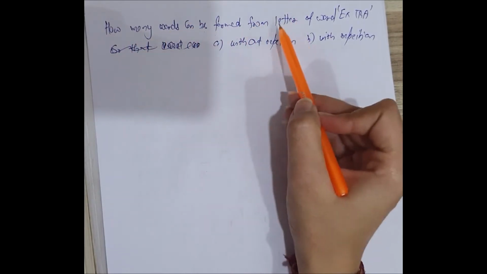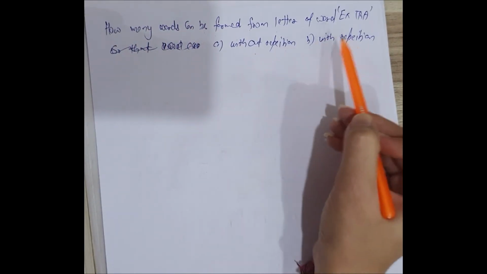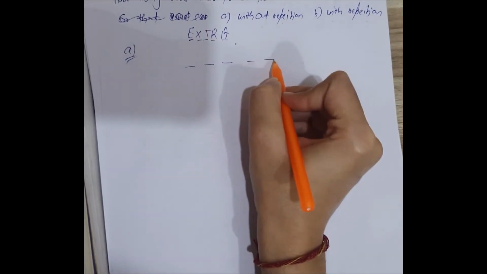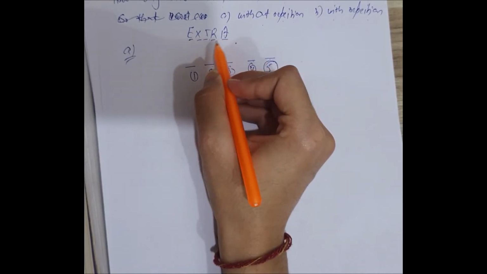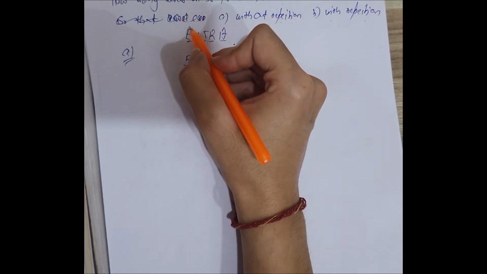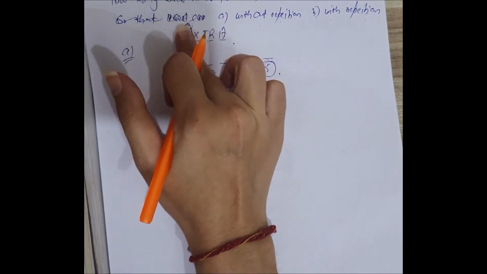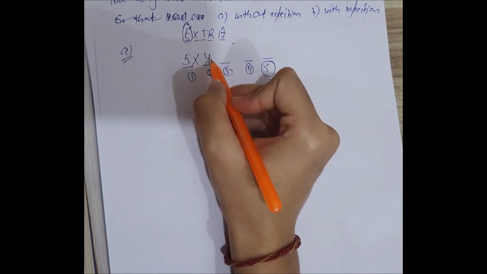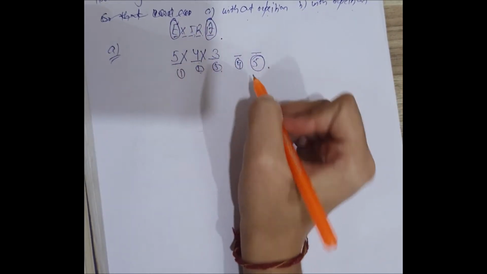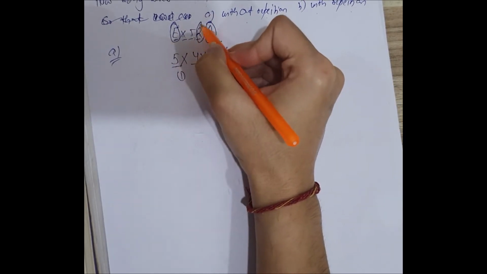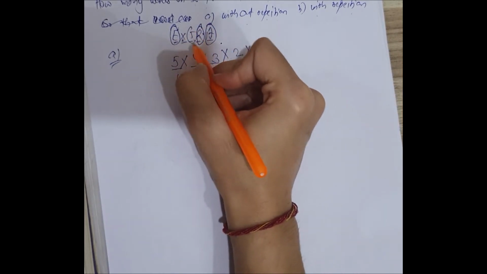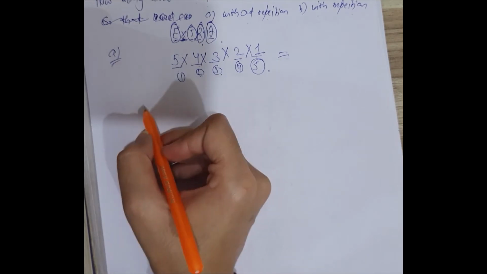How many words can be formed from the letters of the word EXTRA without repetition? Second, with repetition. Here 5 letters are there, so the new word will also have 5 letters. So from these 5 letters, any one of these 5 letters can be used here. For the second letter, if I use this E, then I can't use this E. It means that we are only left with 4 choices. Into 4, multiply. If I use this A, then we are only left with 3 choices. Into 3. If I use this R, we are only left with 2 choices. Into 2. If I use this T, then only 1 choice. Solve it, you will get your answer.